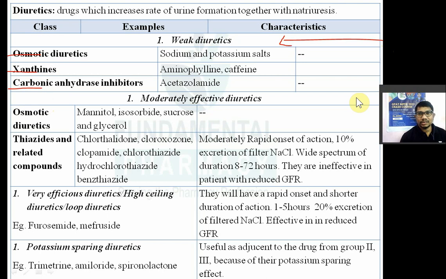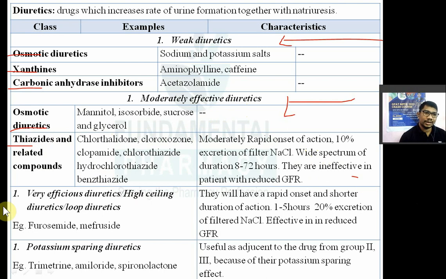Now the second class is the moderately effective or moderately efficacious diuretics, or moderate ceiling diuretics. In that you have osmotic ones, for example mannitol, isosorbide, sucrose and glycerol. Then thiazide diuretics, benzthiazide, hydrochlorothiazide. Then thiazide-like diuretics, like chlorthalidone, chlorazanil, then clopamide, xipamide, indapamide. They are moderate, they have a rapid onset of action, and they have 8 to 72 hours duration of action.